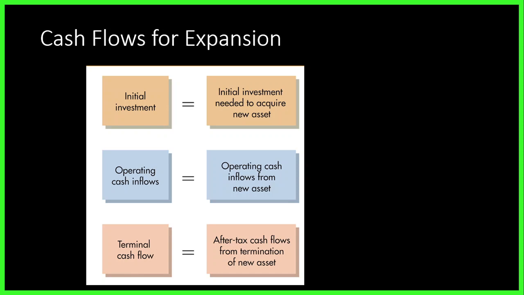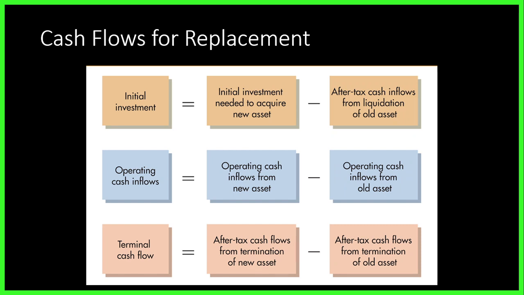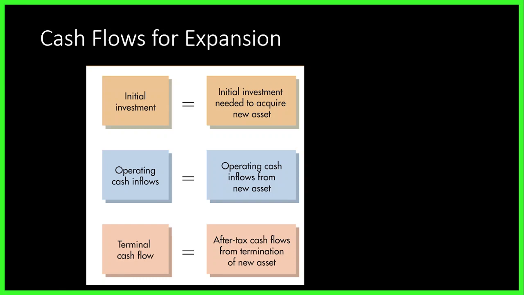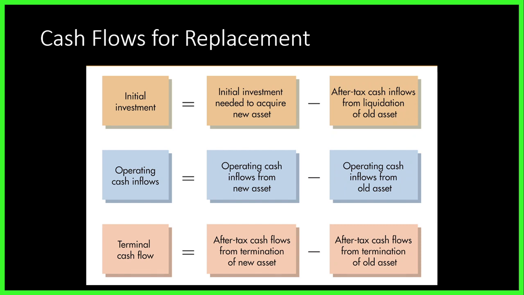But for replacement, okay, the initial investment, operating cash inflows, and the terminal cash flow will come from the difference, okay, of the following items. For initial investment, it's the cost of the new asset, and then the after-tax cash inflows from the liquidation of an old asset. Okay, so nakita niyo yung difference, no? For expansion, bumili ka, then that's your cash outflow. For replacement, bumili ka, that's your cash outflow, but that will be reduced by the inflows coming from the sale of the old asset. Okay, so ayun, very straightforward.